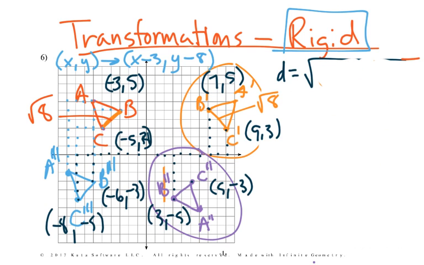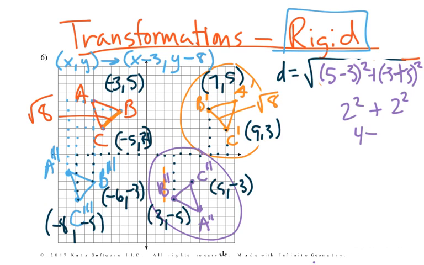Let's take a look now at our rotation. So we have an x value of (5 minus 3) squared plus (negative 3 minus negative 5) squared, which becomes positive. Positive 2 squared plus positive 2 squared. 4 plus 4, square root of 8. So this side is also square root of 8, as it was here, as it was here. Now we're going to check that last one.